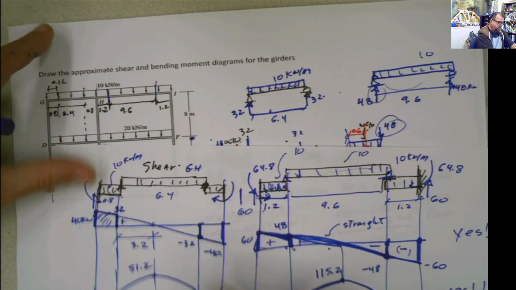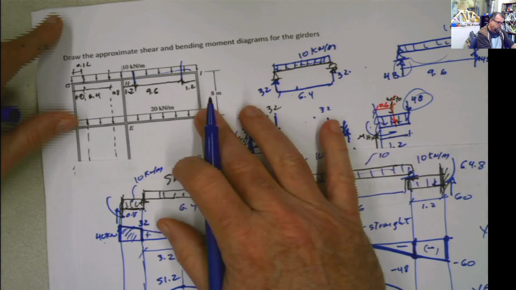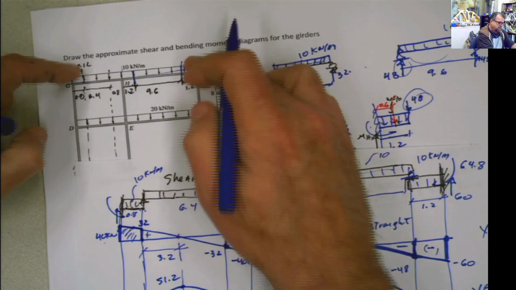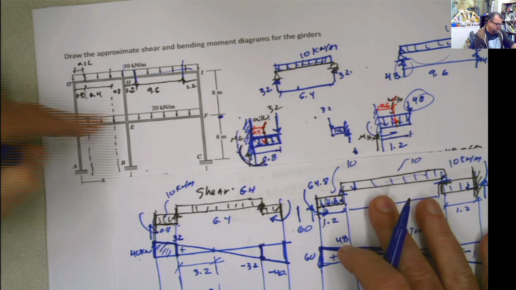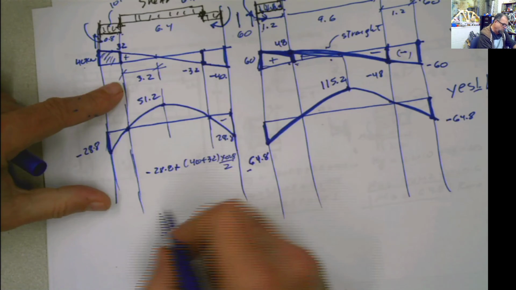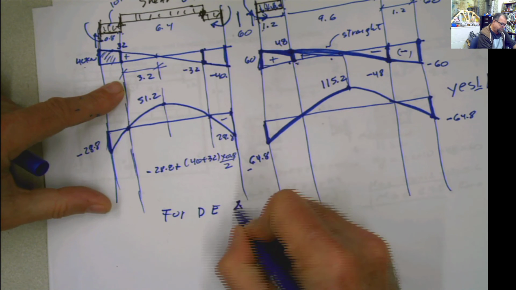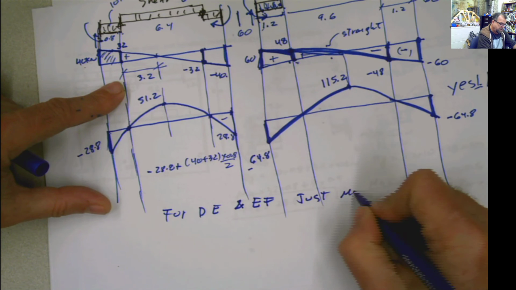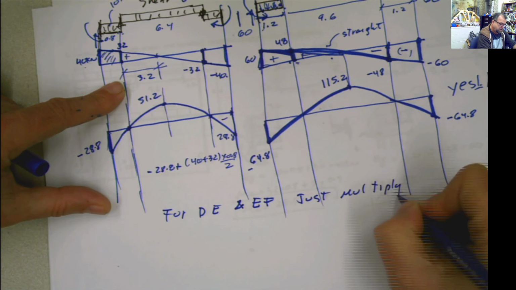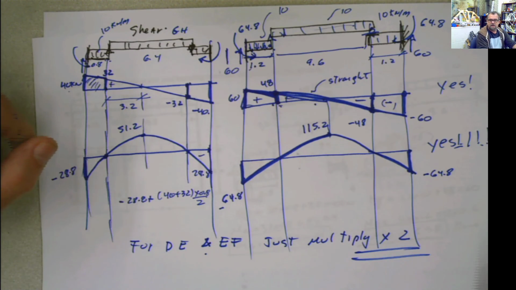Now, we only did this part, the top part. What about the bottom part, this other part? What is the difference between this and this? The value of the load. So for the girder DEF, for DE and EF, just multiply by 2, because the load in this case is 10 and in this case is 20, and everything else is the same.